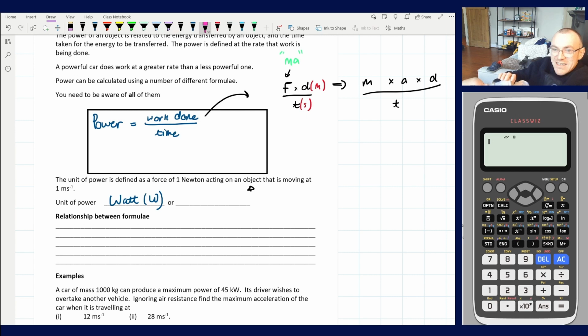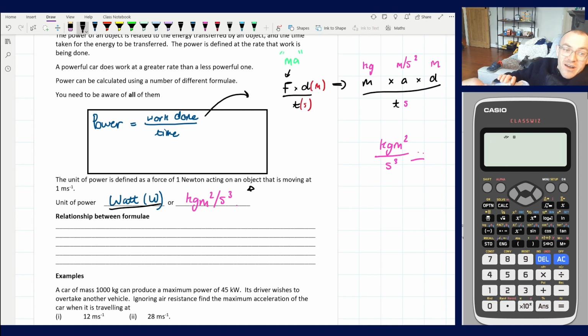So the unit for mass is kilograms. The unit for acceleration is meters per second squared. The unit for distance is meters. And the unit for time is seconds. So putting all that together in terms of the units, we're going to have kilograms meters squared over seconds cubed. Whoa. So it's easier to use the watt, right? Rather than writing that beast all the time. We'll stick with the watt.